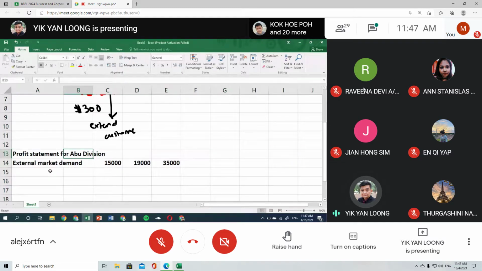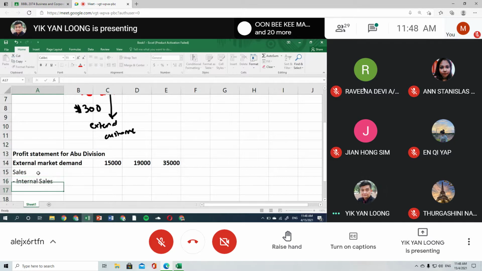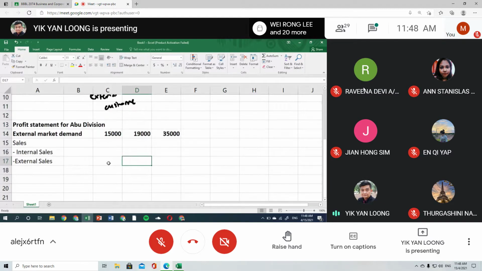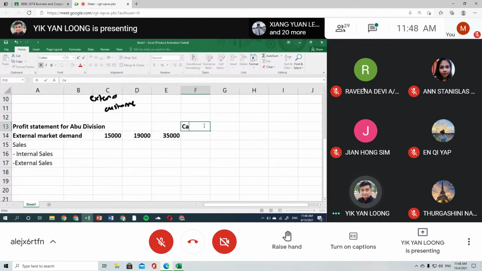Now, you need to calculate the profit. And to calculate profit, right, it will be sales less your cost, isn't it? Now, for these questions, right, you have to separate your sales into two. One is the internal sales, and another one here is your external sales. Now, why I say that? Because in the question itself, you are looking at ABU. So ABU can sell to external customer, isn't it? All right. Okay. Now, I'm going to put here capacity.